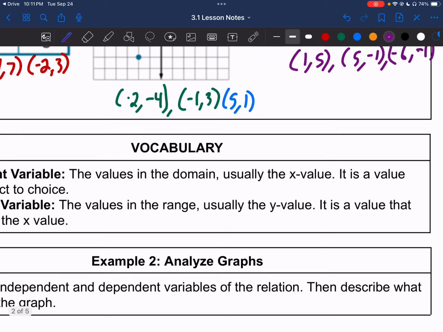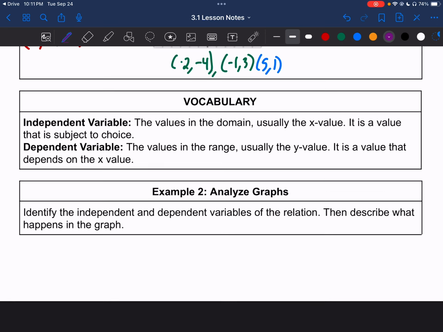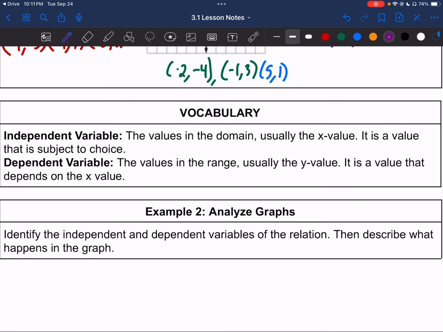Now, we have a couple more vocabulary terms. These two vocabulary terms are in a more applied context, and you will see these coming up in your science classes. The first is independent variables. These are the values in the domain, usually the x value, and it is the value that is subject to choice. You are making the choice of what this is measuring and how long you are measuring for.